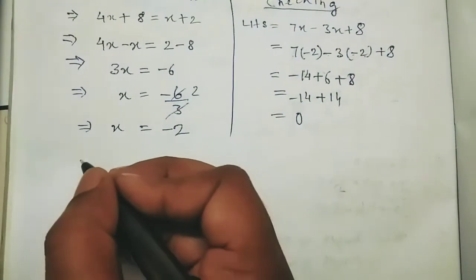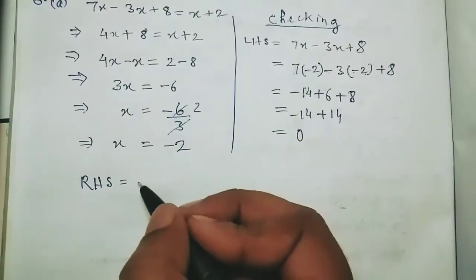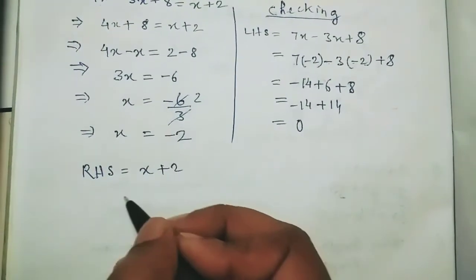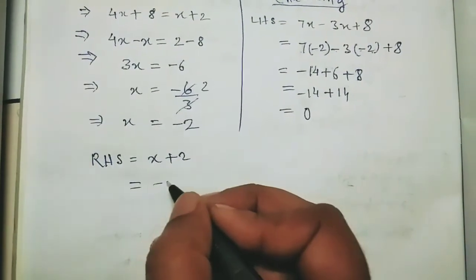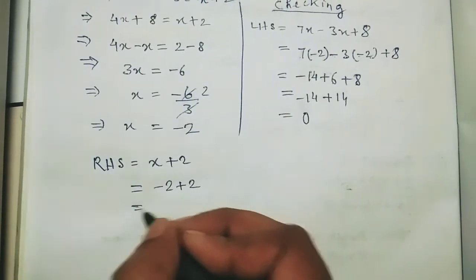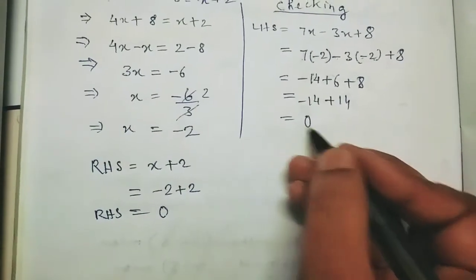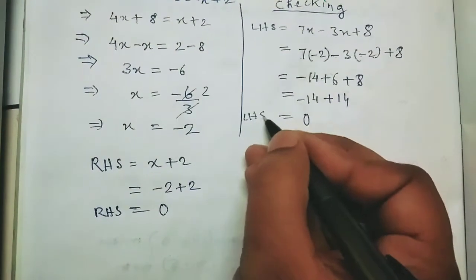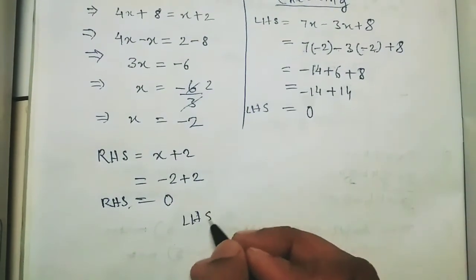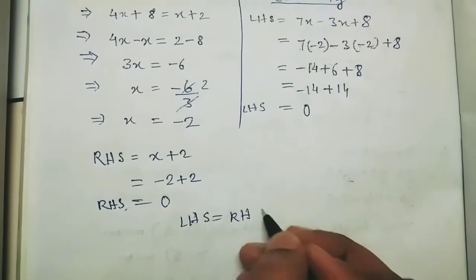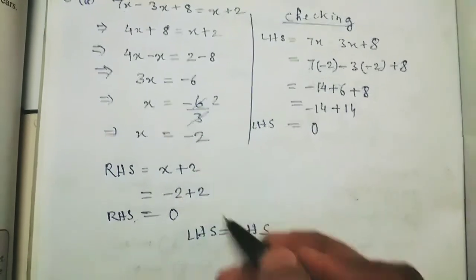Now we'll see the RHS. So write down the RHS here. RHS is x plus 2. Now check for RHS. Put the x value here. The x value is what? Minus 2. Then here plus 2. So minus 2 plus 2 is what? 0. So RHS is 0. Now see, LHS is also 0 and RHS is also 0. That means both are equal. Now LHS equal to RHS. That means the value of x is true here. Okay, the value of x, minus 2, is true.